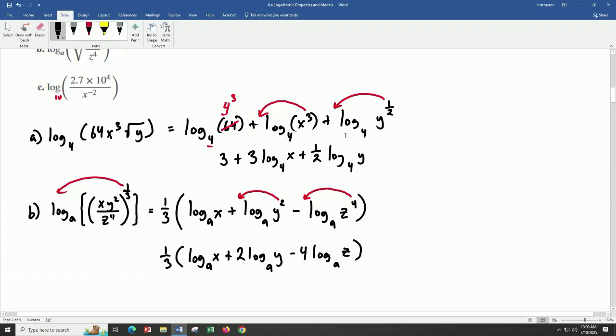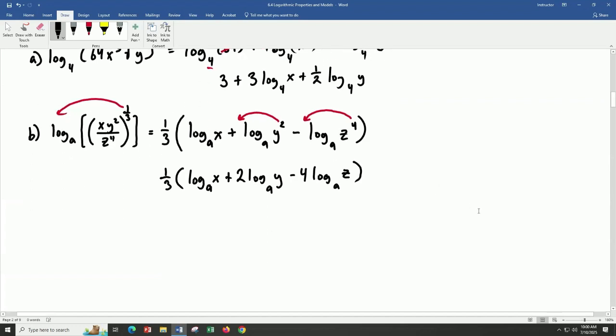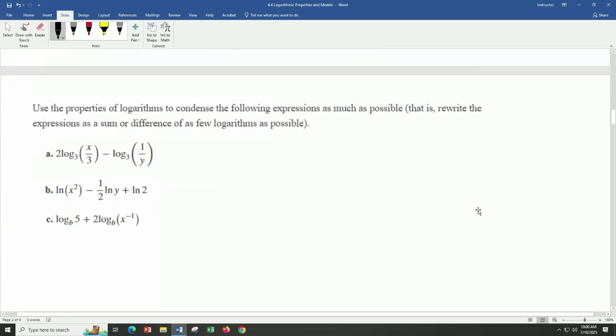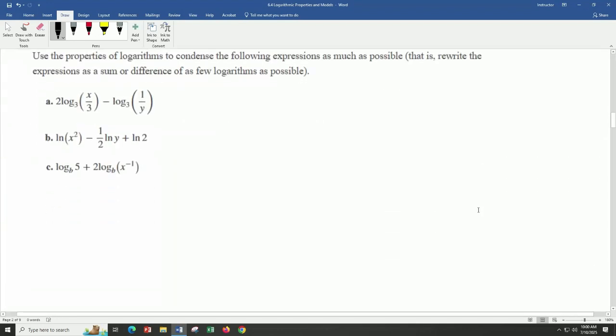But do notice that you do have multiplication happening. That is scientific notation, so it will come in handy. Well, using these same properties that we did, let's go the other direction. And then once again, I will do A and B.